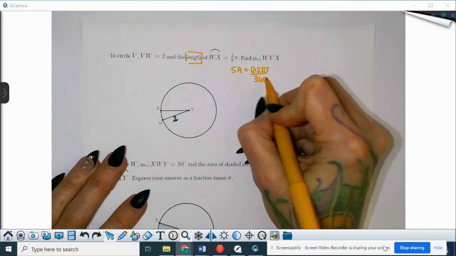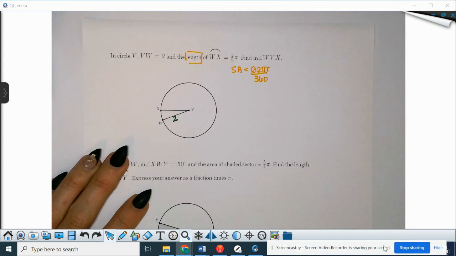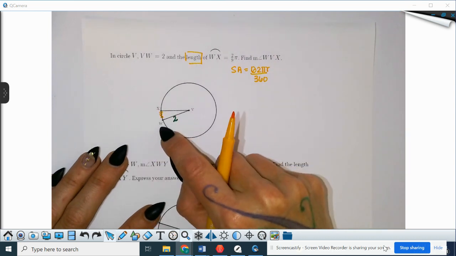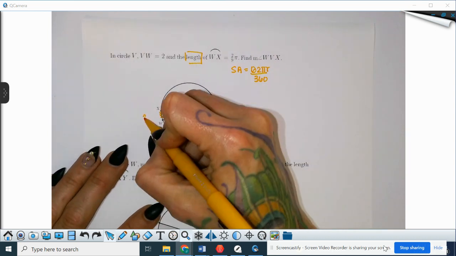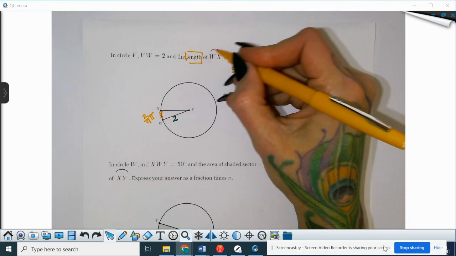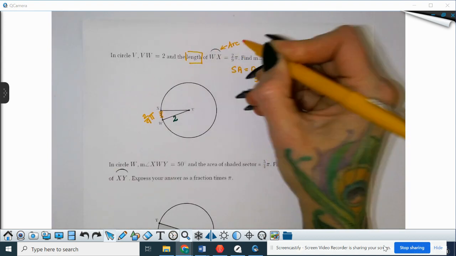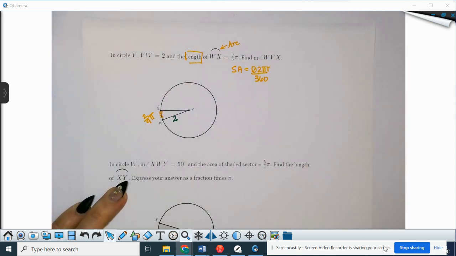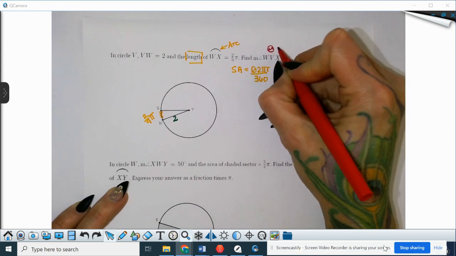The more you write it, the easier you're going to realize you've memorized it without actually memorizing it or having to study. So WX is 2 over 9 pi. And so that is the length because that notation is arc. So the arc length, because there's length in front of it, is 2 over 9 pi. Find the angle WVX. So we're looking for theta. That's going to be our unknown.